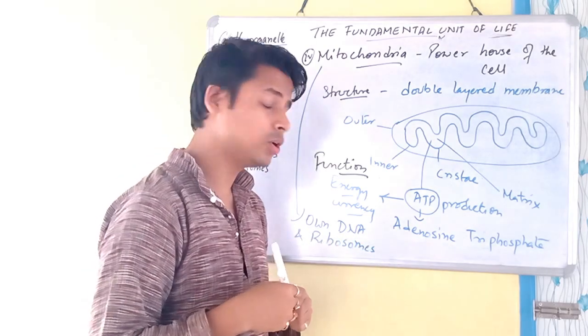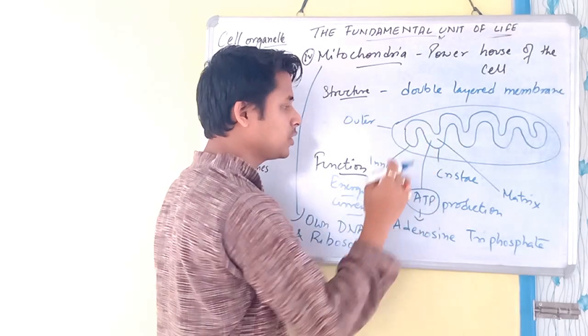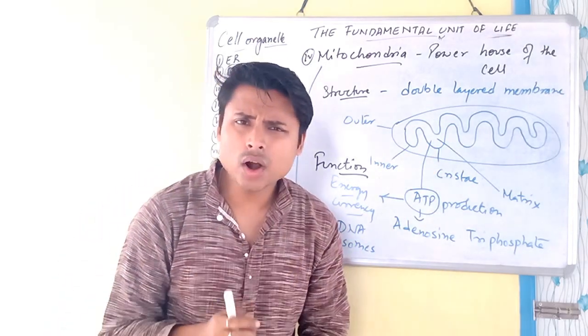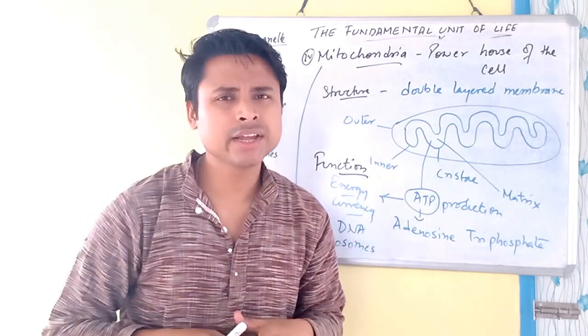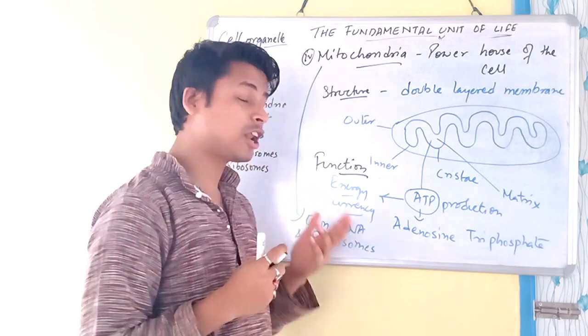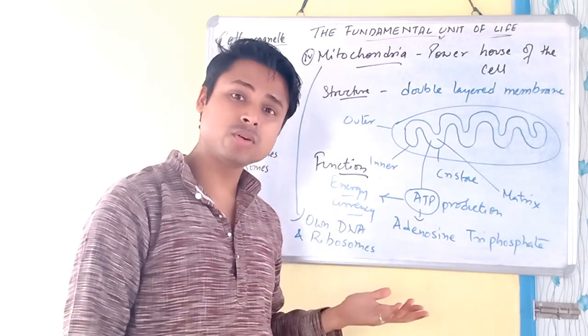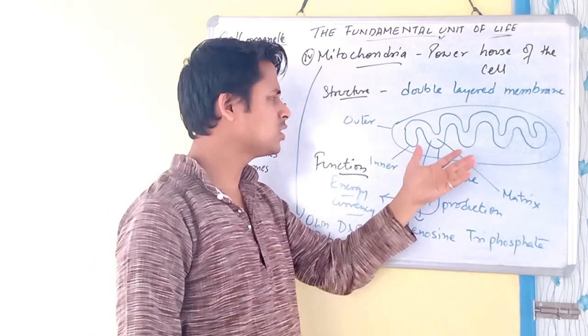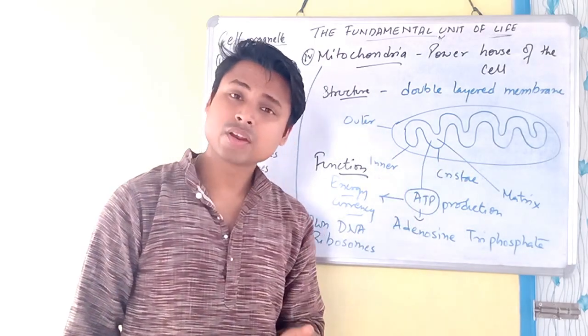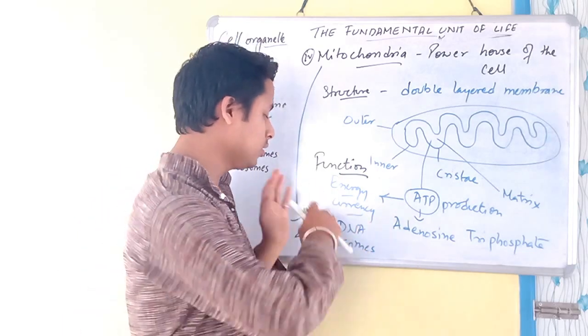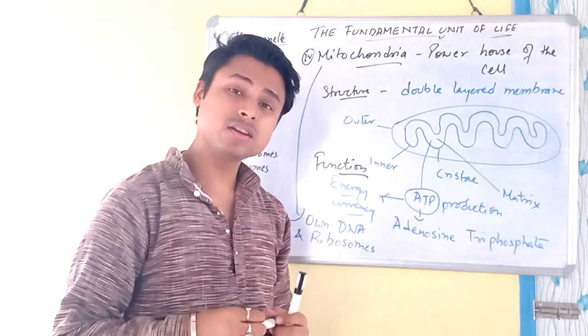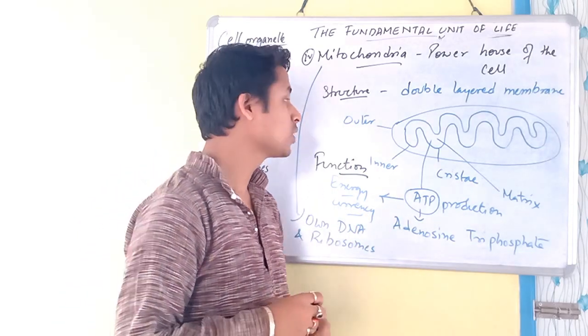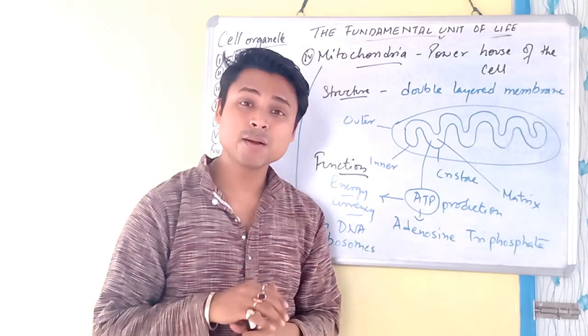Right? It has its own DNA and ribosomes, and this is also present here in the matrix. What do they do? They produce their own protein. DNA and ribosomes, we know both. They are making their own protein, and this protein is helpful in the production of ATP. That's why they have their own DNA and ribosomes. Clear? So this is about the mitochondria.